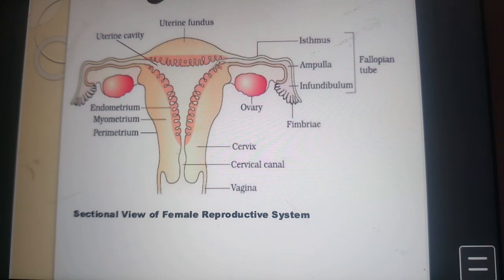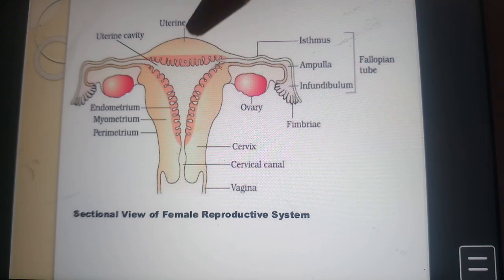Each ovary is covered by a thin epithelium which encloses the ovarian stroma. The stroma is again divided into the peripheral cortex and the inner medulla. These are the two zones. We can study the TS of the ovary in the next slide.